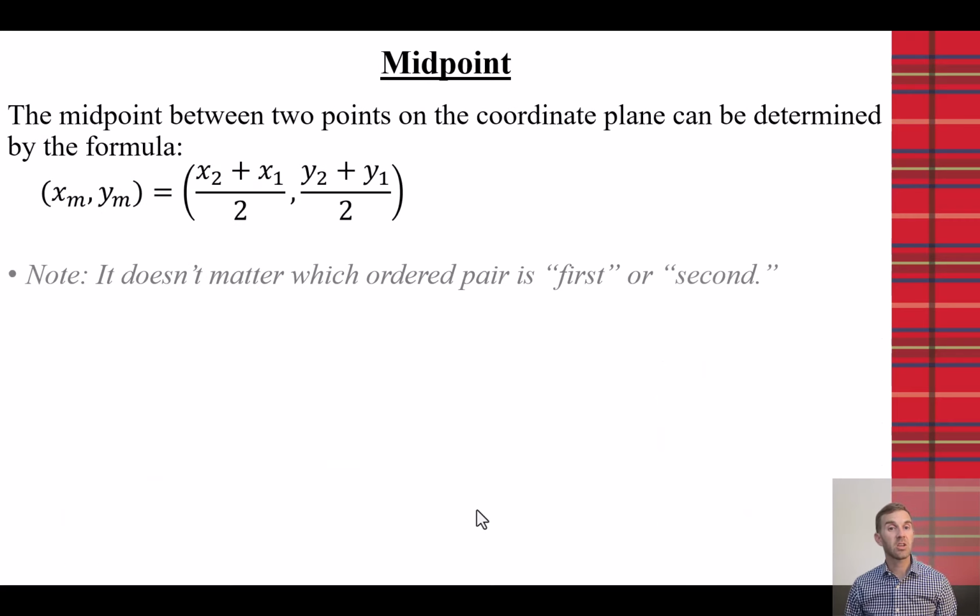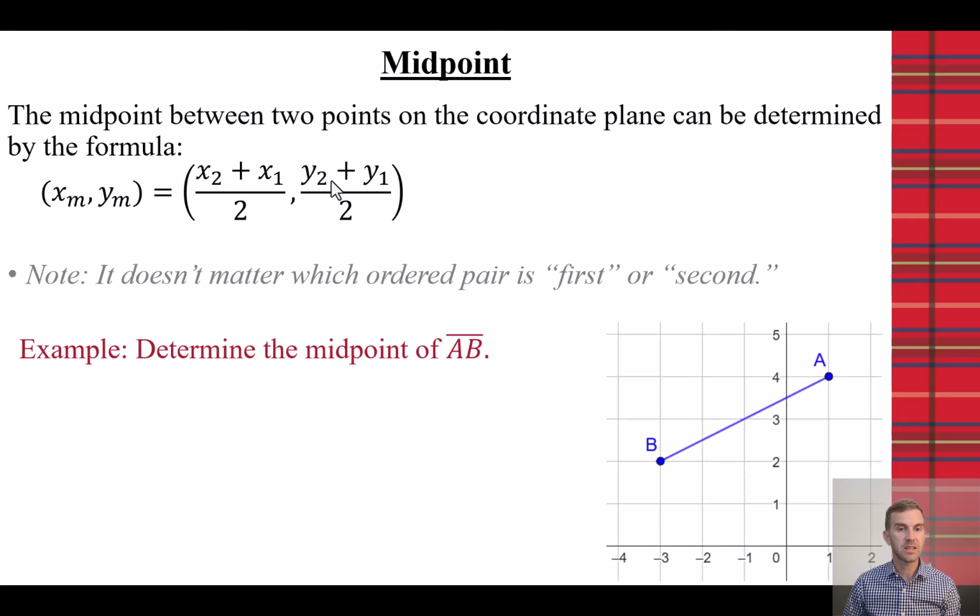Now we can also calculate the midpoint between 2 points. That's the equidistant location between two given points on the coordinate plane. And we can calculate that by averaging the x's of our two ordered pairs and then averaging the y's of our two ordered pairs to get that very specific ordered pair in the middle, called the midpoint. Again, it doesn't matter what's the first or second ordered pair as we're doing this.